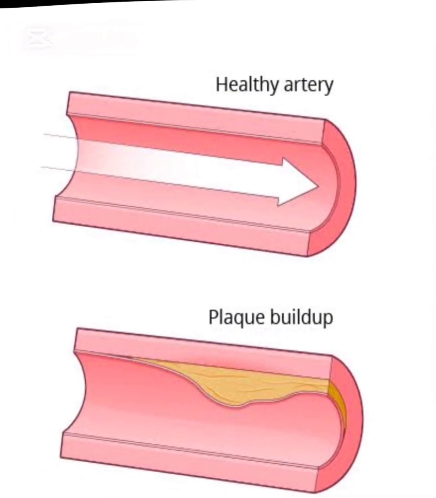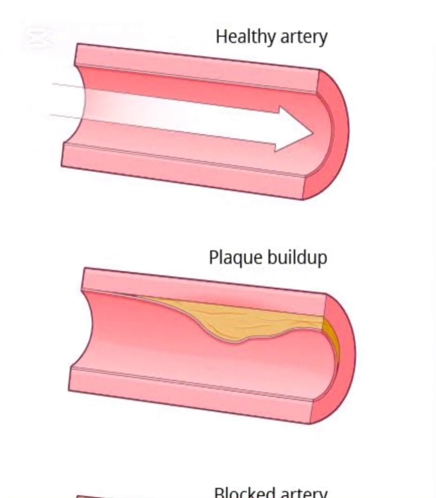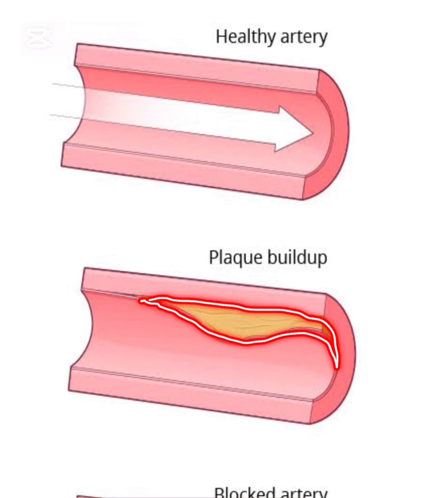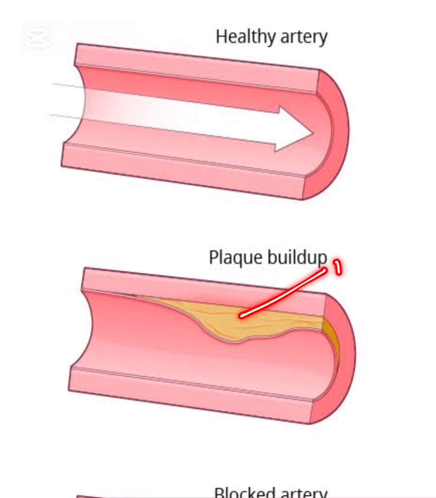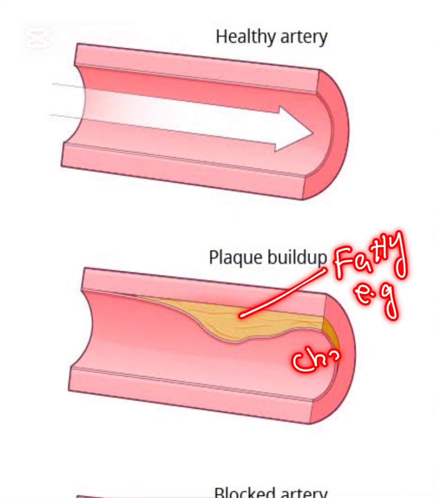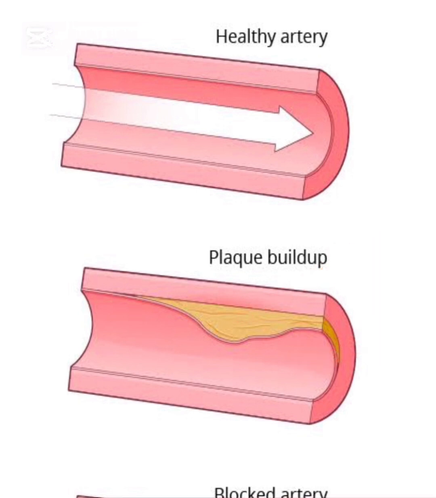Now, a plaque will start to build up. What is a plaque? A plaque is this yellowish substance that you see inside this artery. This substance is normally a fatty substance. A fatty substance normally includes cholesterol buildup or some other kind of substances. Okay, so this starts to build up inside this artery.